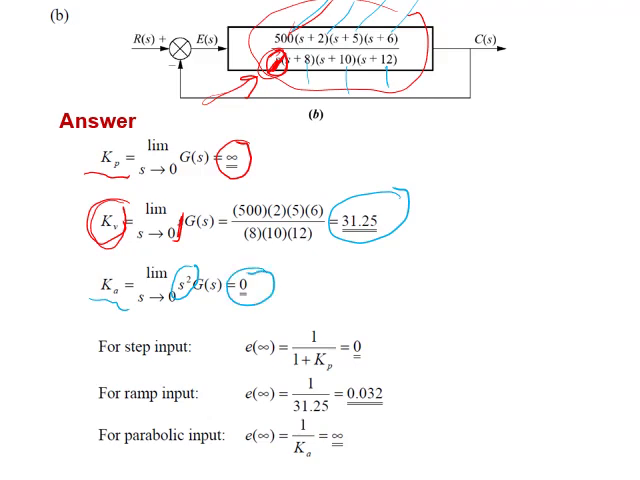How about the error? We know before I start the calculation that the error for the first case is equal to 0 because we have one integrator. And for the second one, we know that it's a finite value because it has one integrator. And for this one, it's infinite because it has less than two integrators.